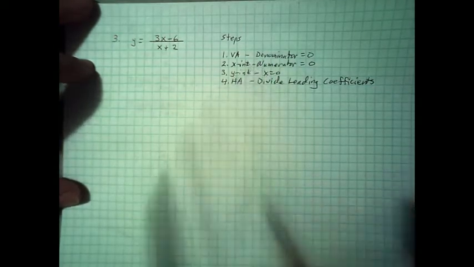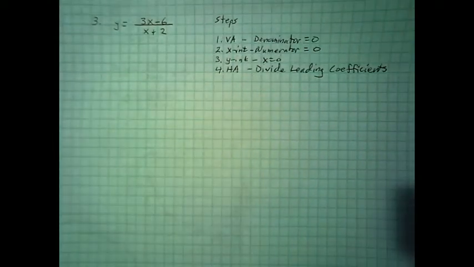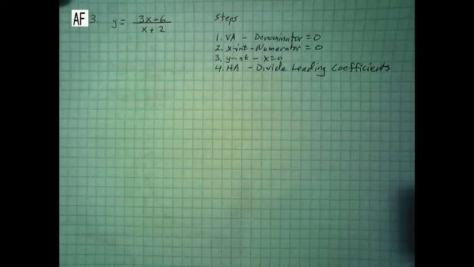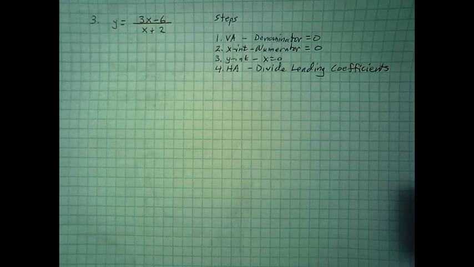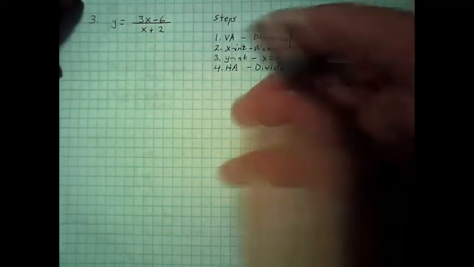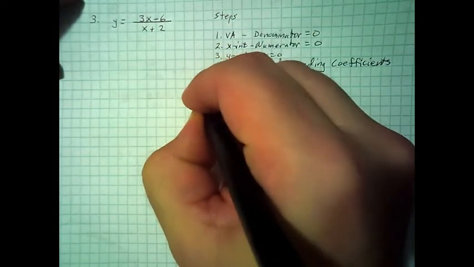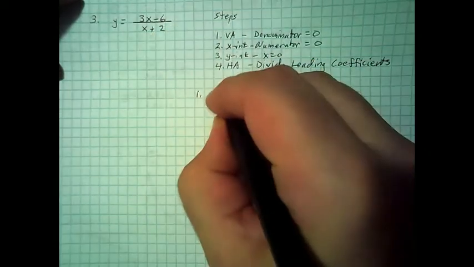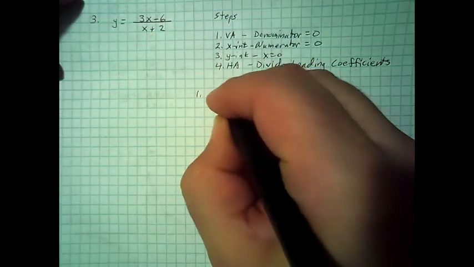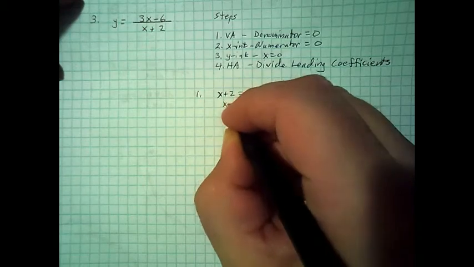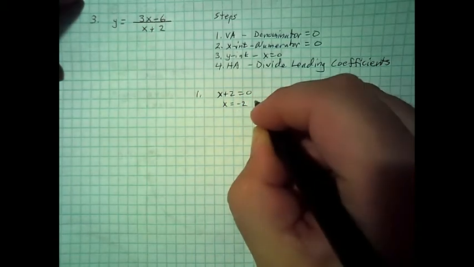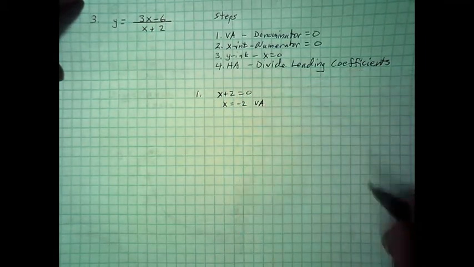The first step is to find the vertical asymptote. The vertical asymptote will always occur where the denominator equals 0. You're not allowed to divide by 0. That's what produces the vertical asymptote. So when we set the bottom equal to 0, we're going to figure out where that happens. So let's do that first. 1. Set the denominator equal to 0. X plus 2 equals 0, which means that x equals -2. That's our vertical asymptote, -2.